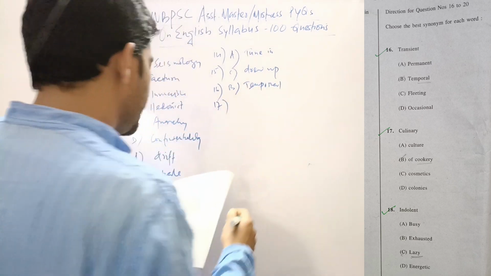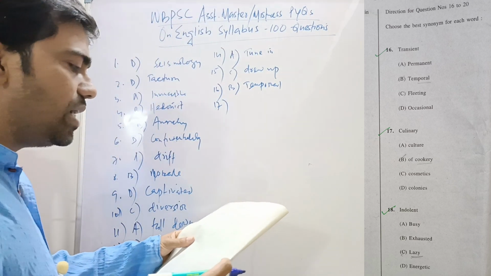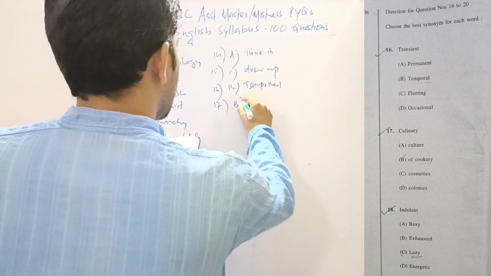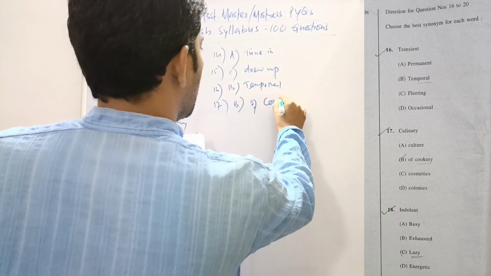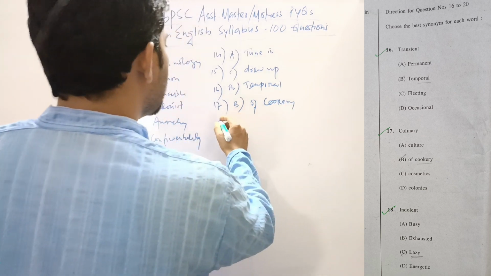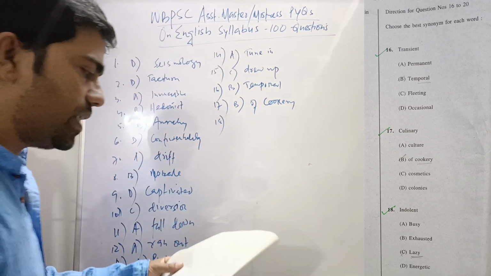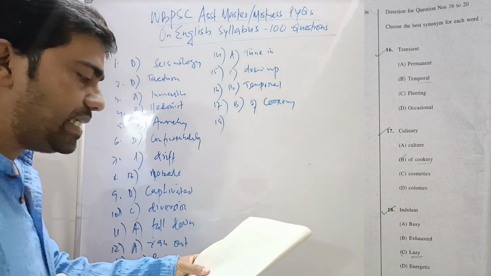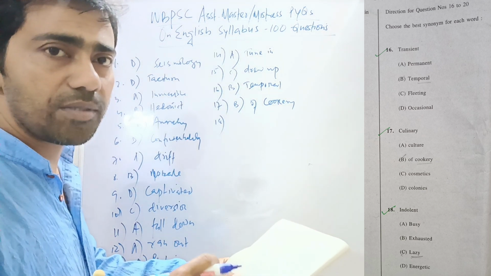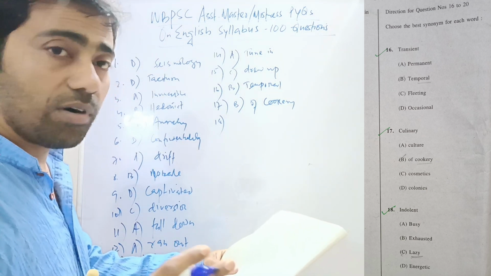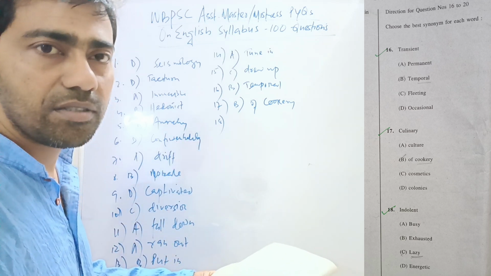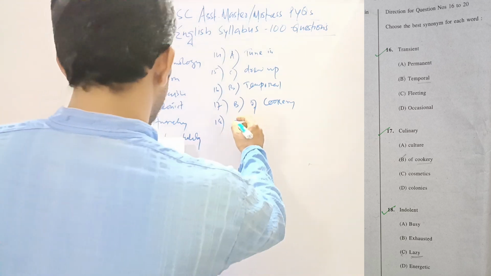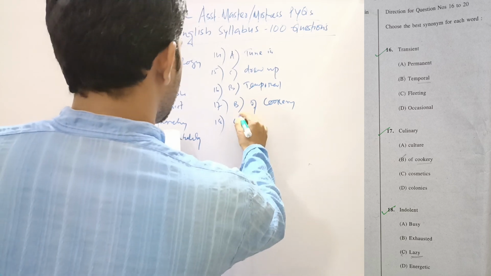Temporal. 17. Culinary. Culinary is from cookery. So B number, cookery. Cookery is called culinary. Culinary skills. Now it is very much in fashion. Culinary skill. Indolent. We have read this word in our text, Dream Children. So indolent means lazy. All right. Indolent, C, lazy.